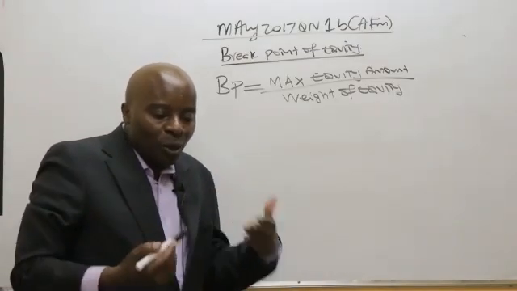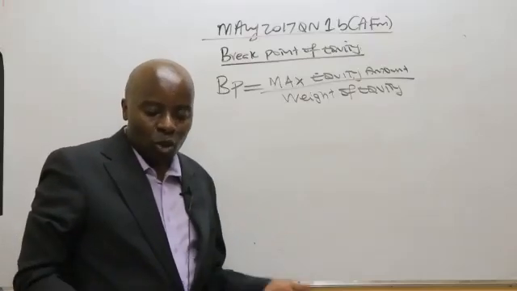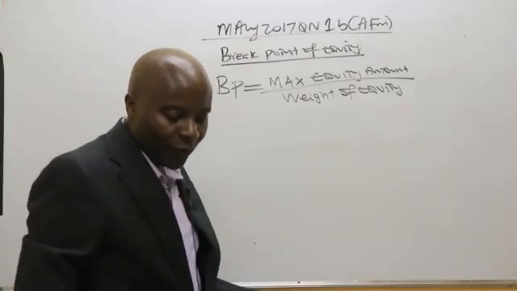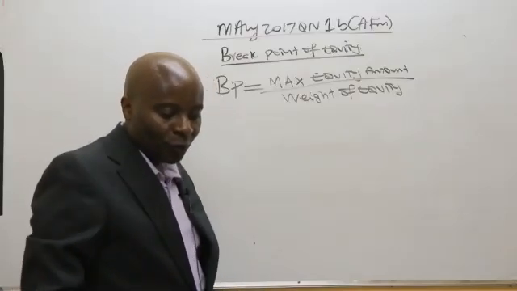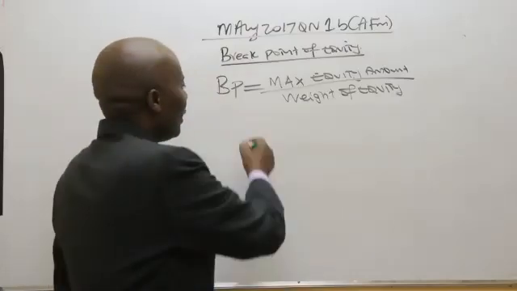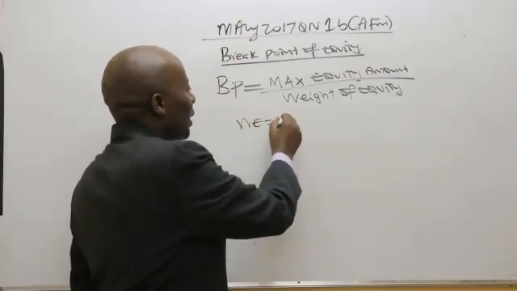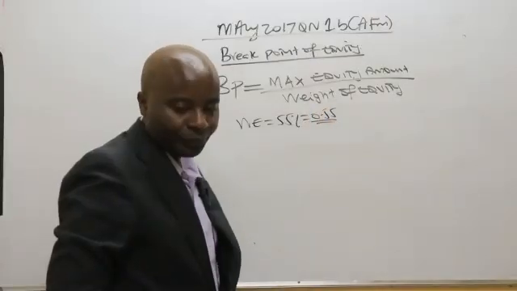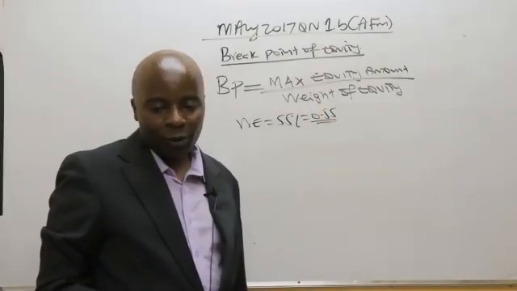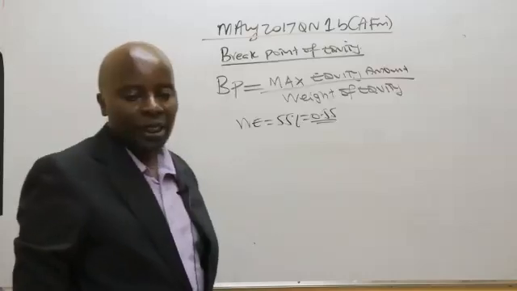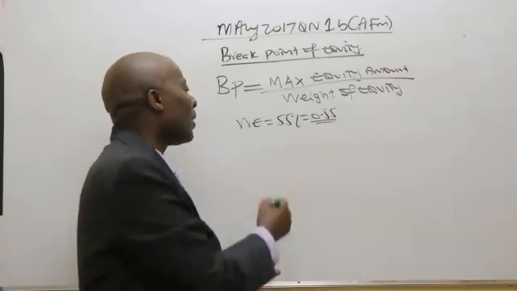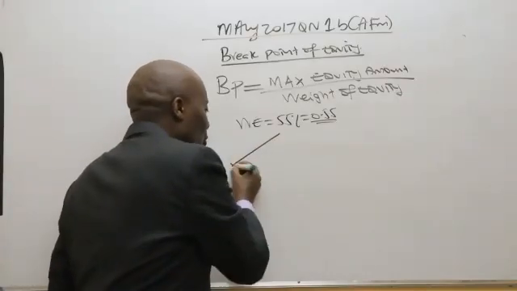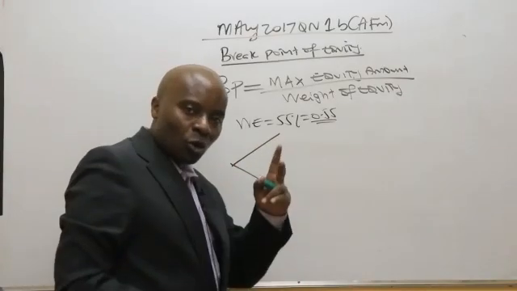I've got no problem with the weight of equity whatsoever. The weight of equity has been defined for us. They have given us the weight of equity as 55%, which is the same as 0.55. Weight of equity is 0.55. How about equity amounts? Remember, equity is divided into two. Equity has got two components.